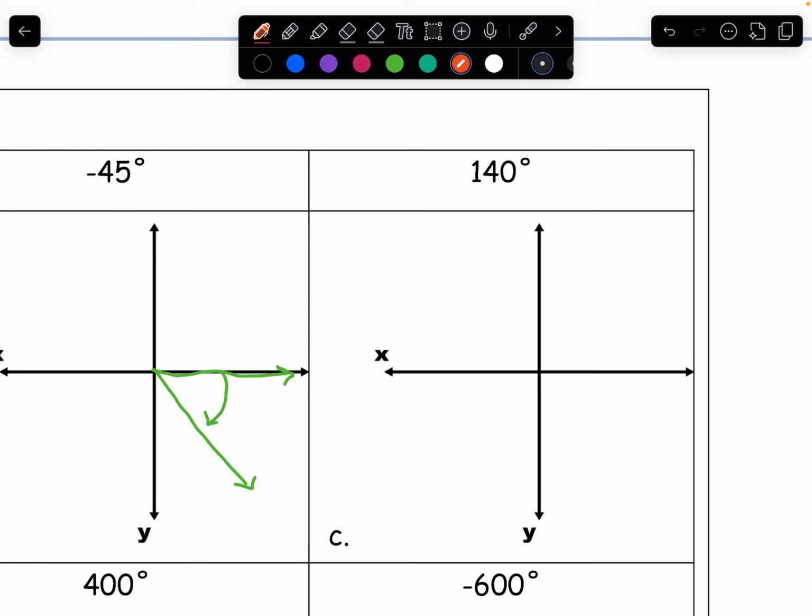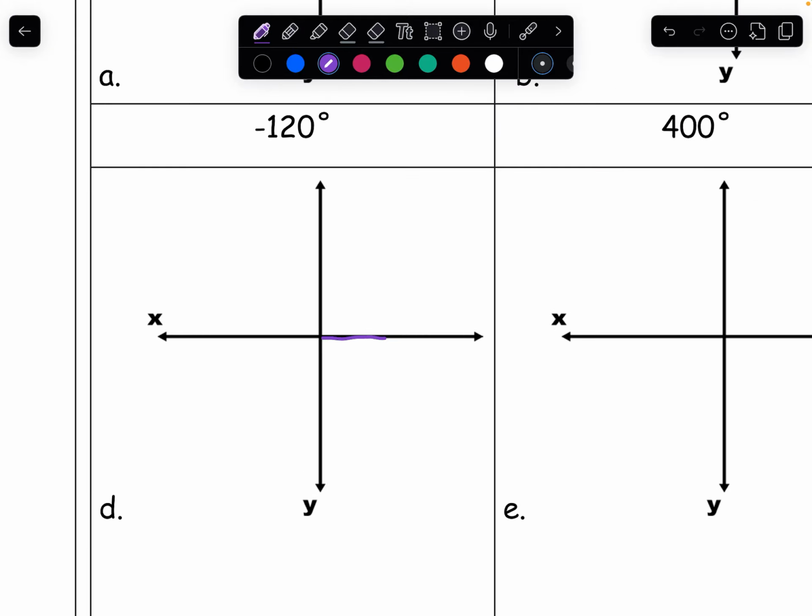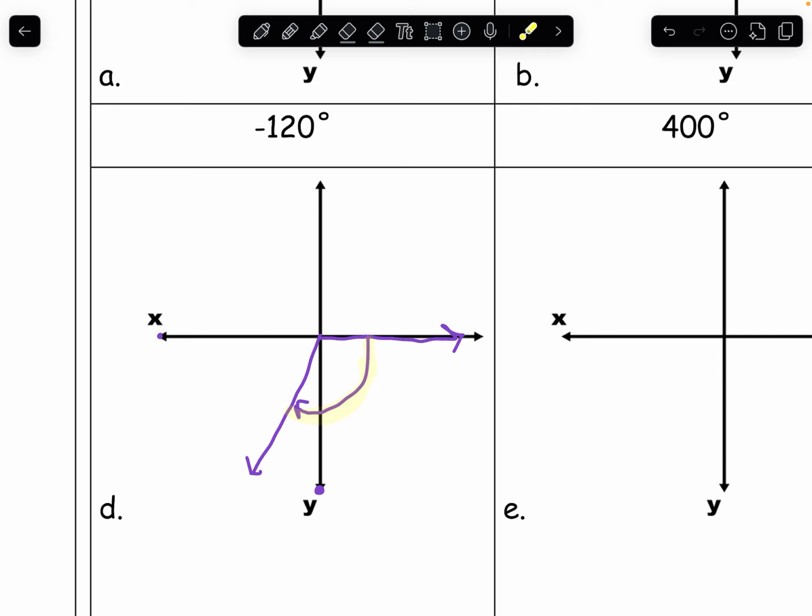Okay, so we have 140. It's positive, so again, initial side. It's greater than 90 but less than 180, about halfway between. And so there is our angle, and we graph this to represent where our angle is. It tells us if it's positive or negative. Okay, let's keep going. Starting with our initial side, negative 120 is greater than negative 90, which is going to be right here, but it's less than negative 180. And so it's closer to negative 90 than 180, and so we have that negative angle. That's why this piece right here is so important.